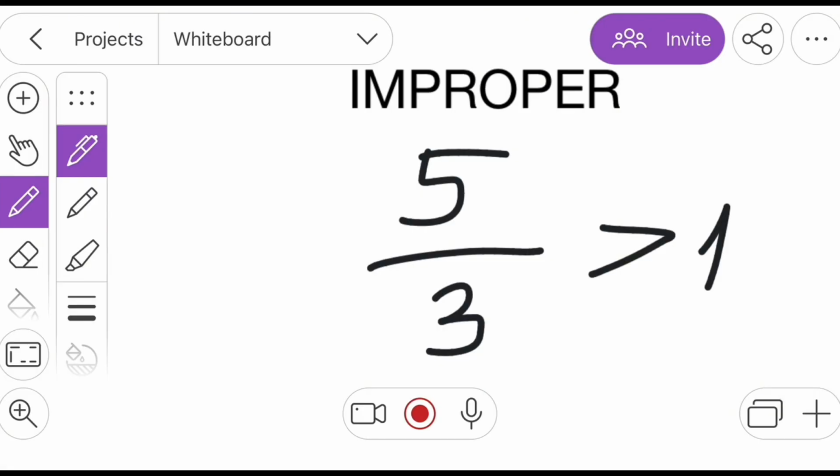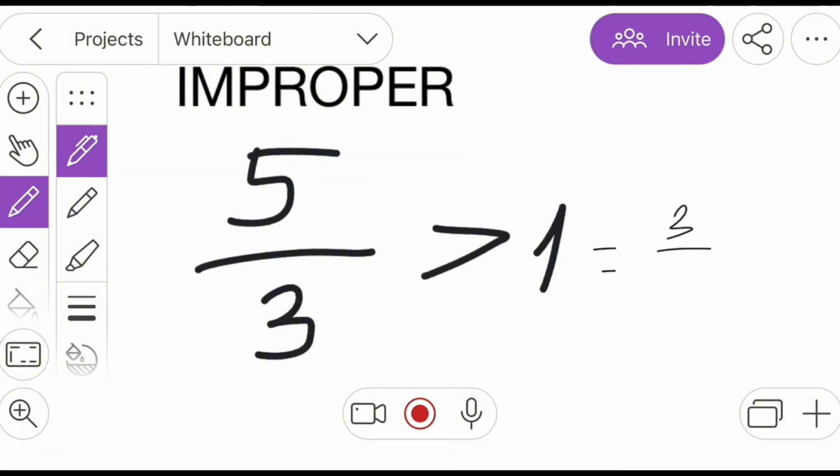For example, 5/3, it's bigger than 1, because 1 is 3/3. It's the same as 3/3, because it's 3 divided by 3. And in addition to this 1, we get another 2/3, because it's 3/3 plus 2/3, so we get 5/3.